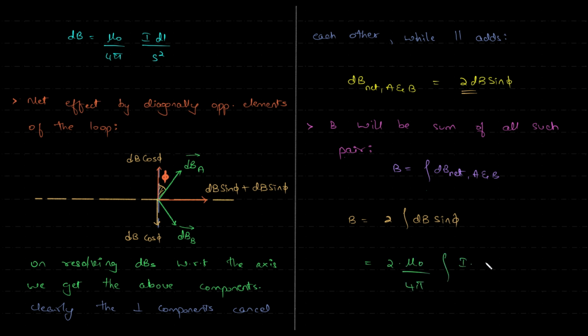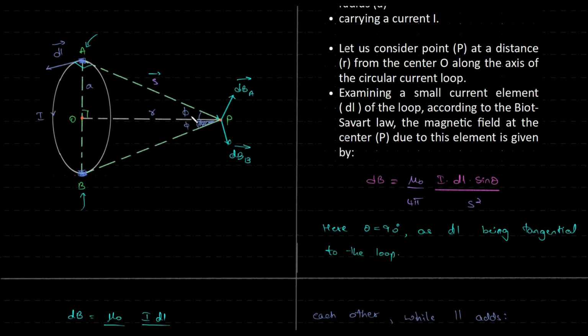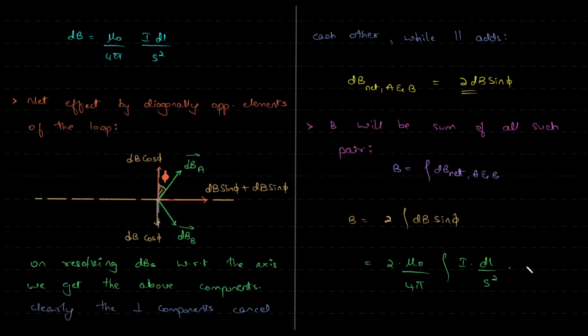Integration of I is also constant. dl is what we need to add, s square into sine phi. Okay, sine phi, let's substitute it. Sine phi is opposite by hypotenuse, so a by s. Pretty much all the values are constant.